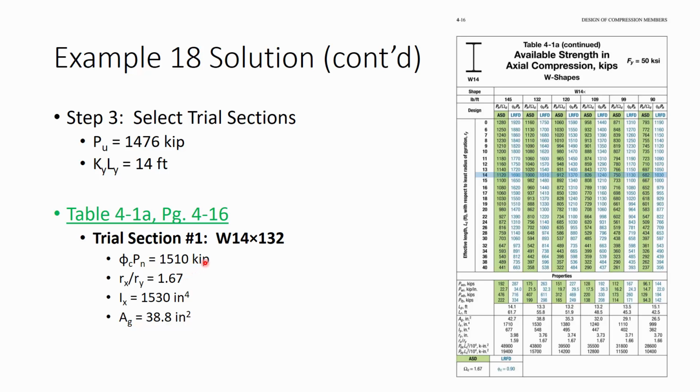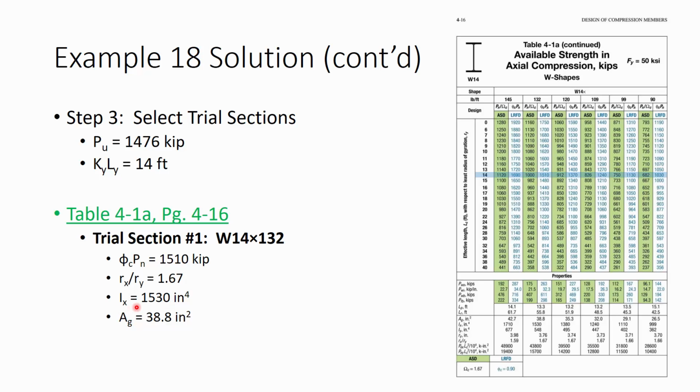Now, as you know, I'm going to have to check this section's x-axis capacity, so I'm going to need a few values in order to evaluate that. I'm going to need its Rx over Ry ratio, which you can get down here at the bottom. You can see the Rx over Ry ratio is 1.67.